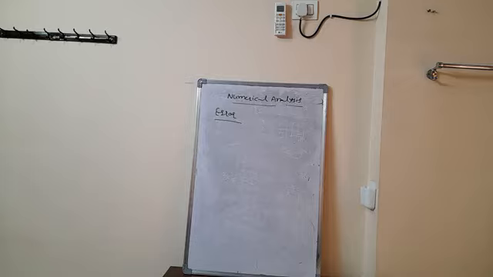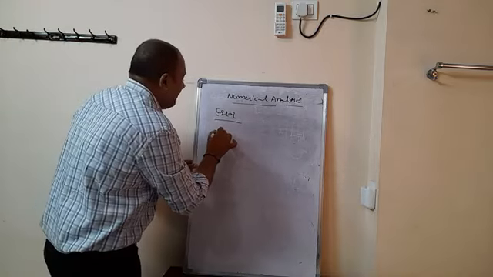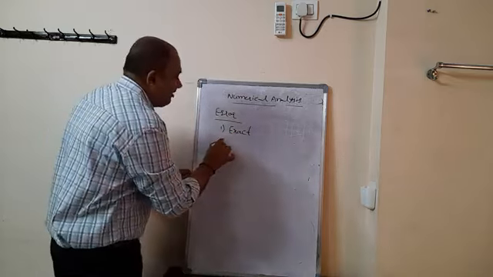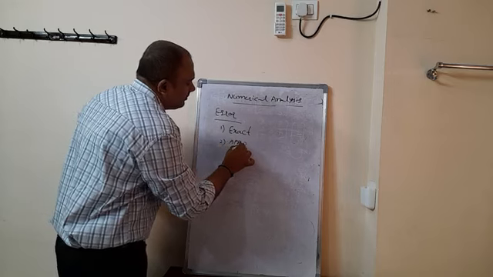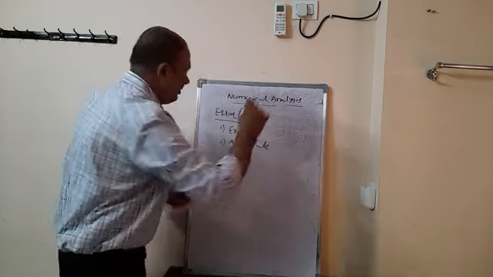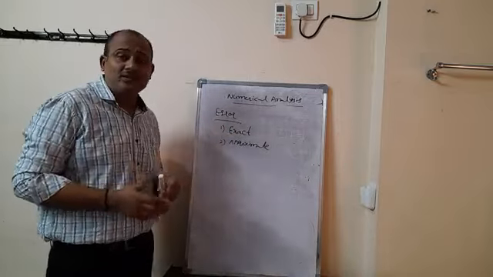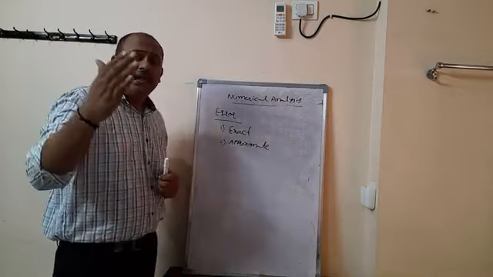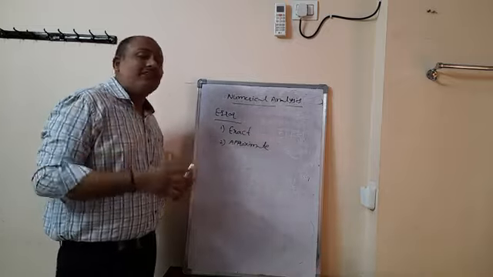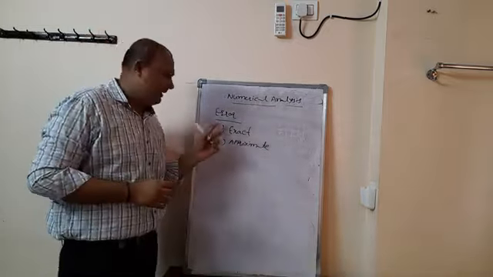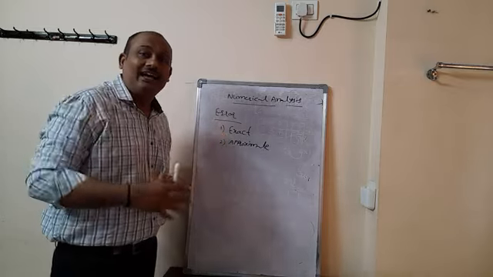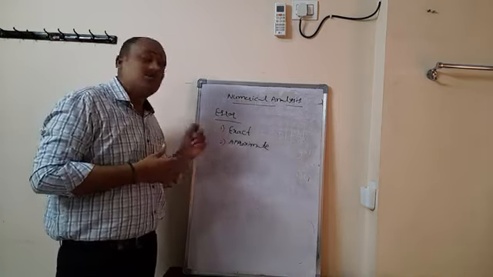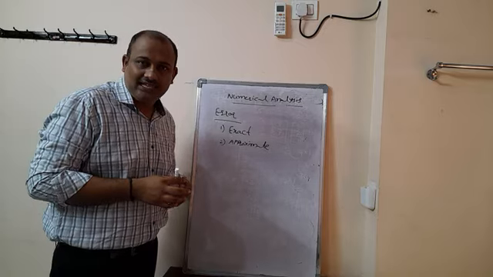The first one is exact numbers, and the second one is approximate numbers. Now, what is the difference between exact numbers and approximate numbers? First of all, we discuss the exact numbers. Exact numbers are the numbers which have the exact degree of accuracy. Those numbers are called exact numbers.